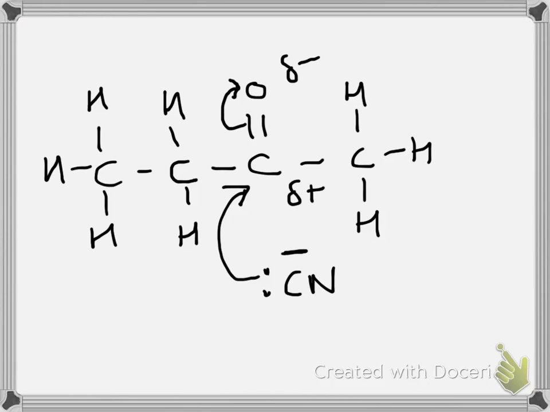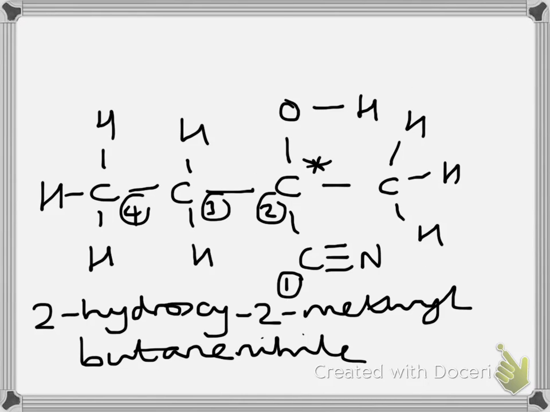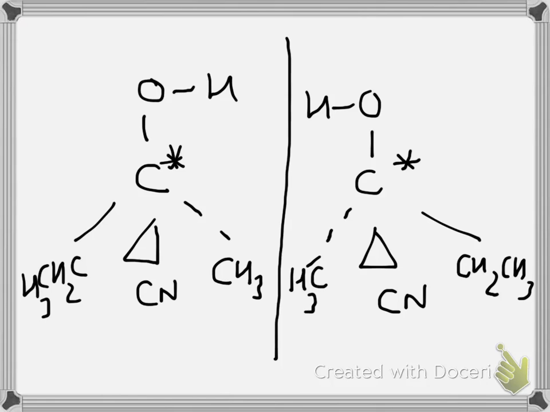It can attack 50% chance from above or 50% chance from below, so we end up with the same nucleophilic addition reaction, but it'll actually form the asymmetric carbon. So I've shown that as carbon 2 there. So we're making 2-hydroxy-2-methylbutanenitrile which is going to form two optical isomers.